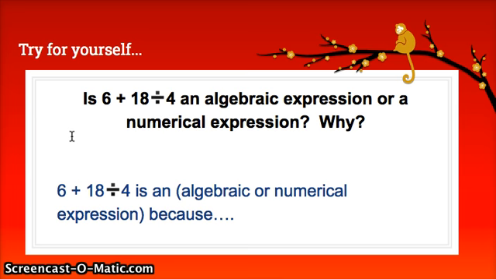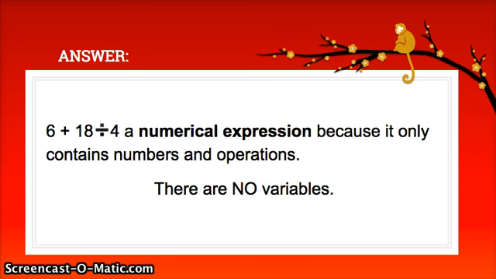Is 6 plus 18 divided by 4 an algebraic or numerical expression? Why? Pause the video, take a moment, and look back at your definitions of algebraic and numerical expressions and write a sentence on your paper responding to this question.